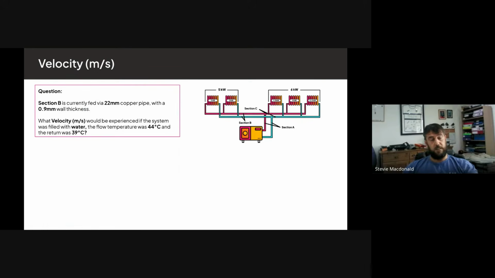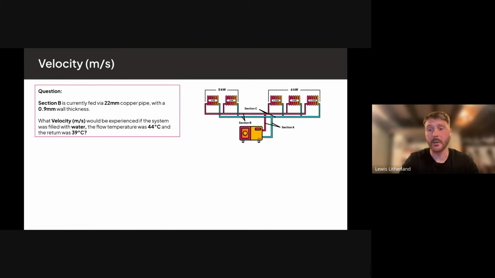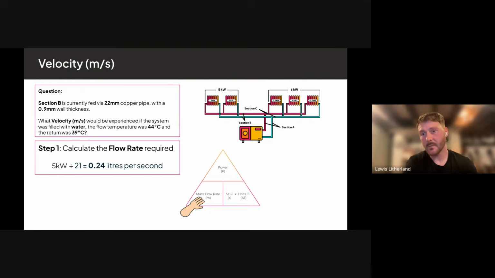Obviously, then divide by 1,000. That'll be the top section of your triangle. And then work out the area of your pipe to divide by, which will give you your answer in meters per second. Awesome, mate. Brilliant. So, as Stevie just said, find the flow rate. We need to work out mass flow rate. Step 1, 5 kilowatts, divided by 21.